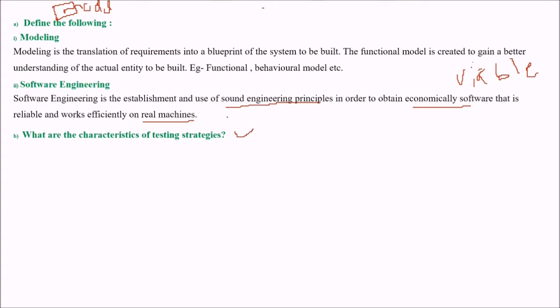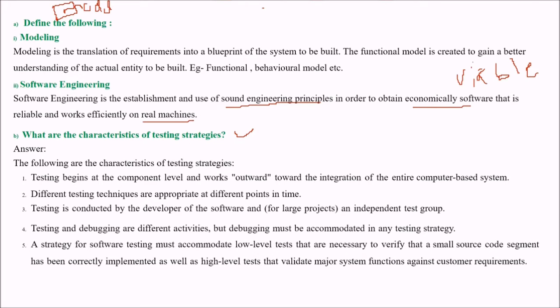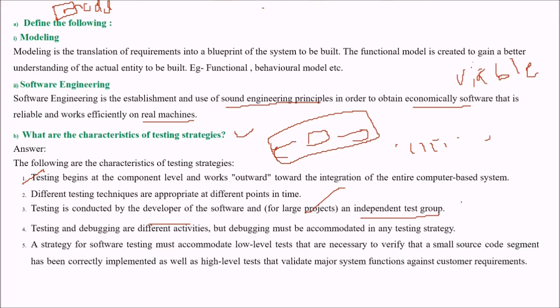What are the characteristics of testing strategies? So let us see the characteristics one by one. Testing begins at the component level, means the smallest level, and works outwards towards the integration of the entire computer-based system. And from the beginning to the end, there are various points in the SDLC. So different testing techniques are appropriate at different points in time. Testing is conducted by the developer of the software. Okay, large software, and it can also be conducted by an independent test group.